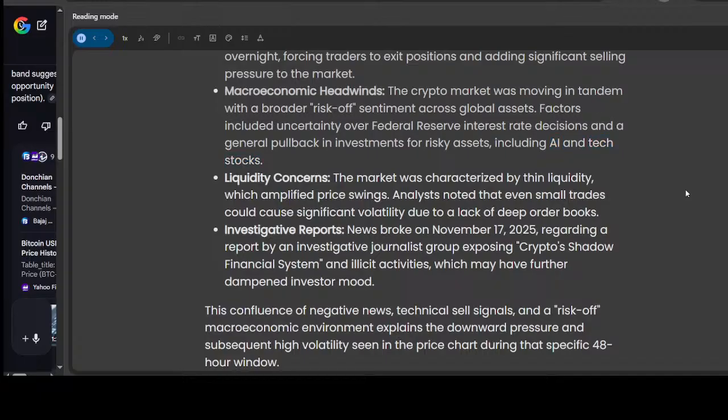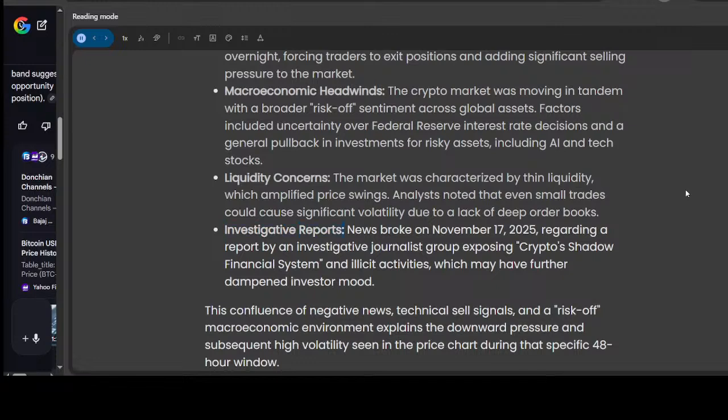Factors included uncertainty over Federal Reserve interest rate decisions and a general pullback in investments for risky assets, including AI and tech stocks. Liquidity concerns. The market was characterized by thin liquidity, which amplified price swings. Analysts noted that even small trades could cause significant volatility due to a lack of deep order books.